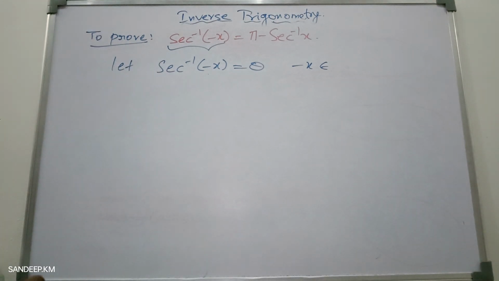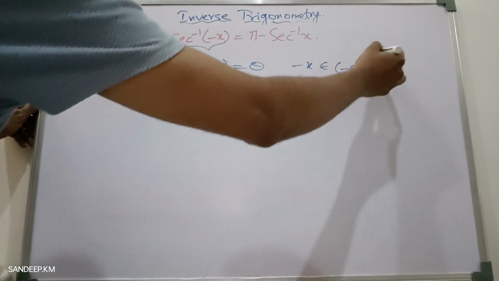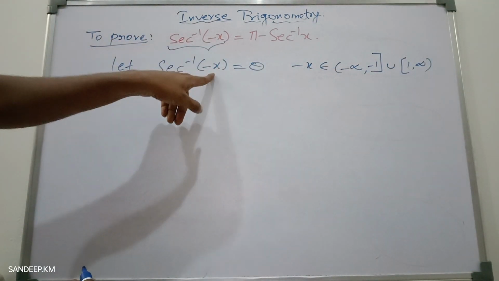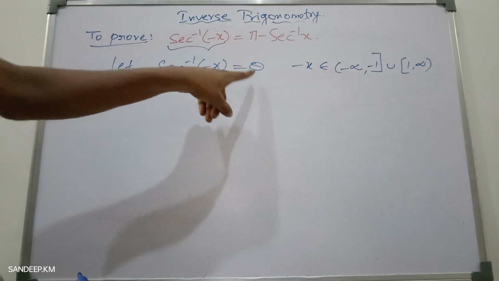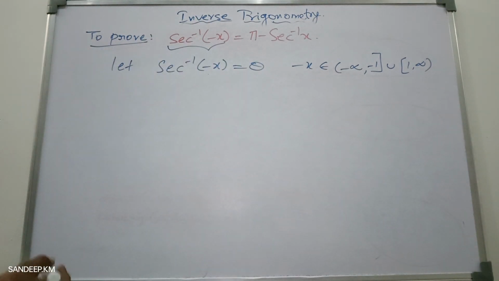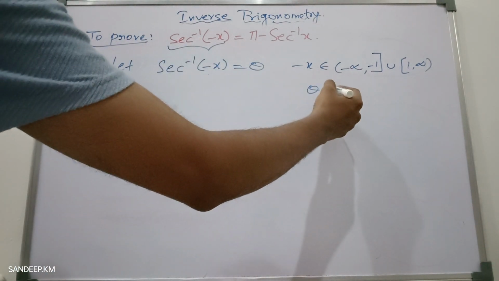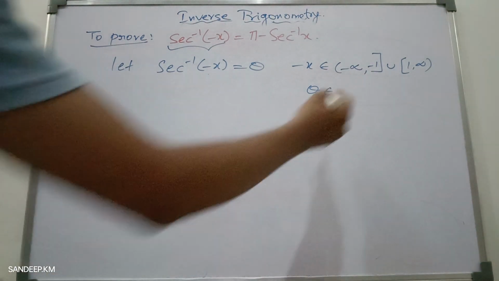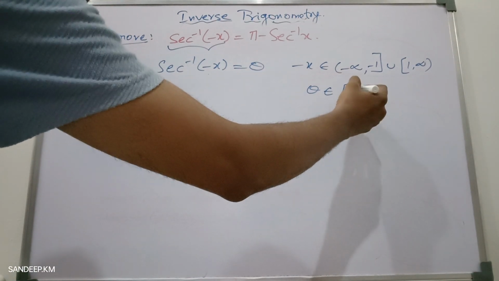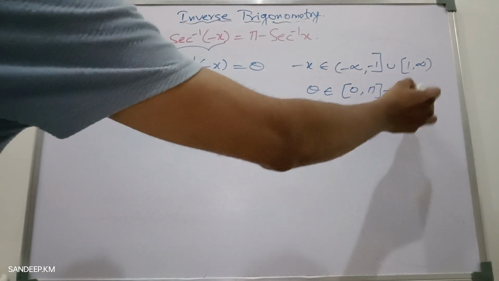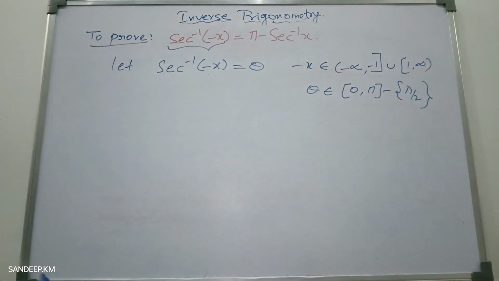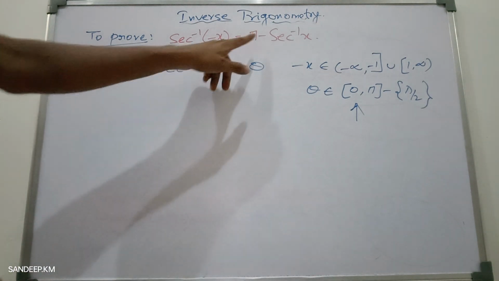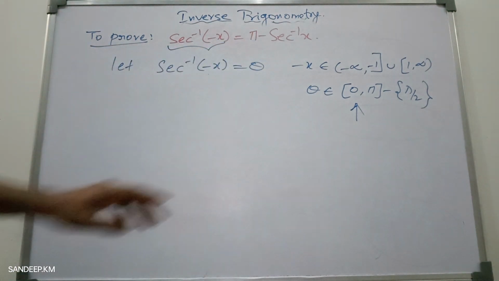What is the domain of the secant inverse function? Minus infinity comma minus 1 union 1 comma infinity. Then if minus x is in the domain of secant inverse, theta will be in the range of secant inverse. What is the range of the secant inverse function? I hope all of you remember it. It is 0 comma pi except pi by 2. You got it? This will be responsible for getting pi minus at the end. Now theta is from 0 to pi.